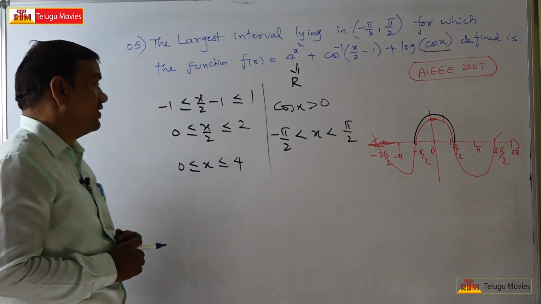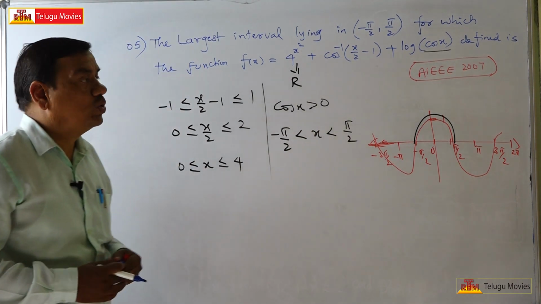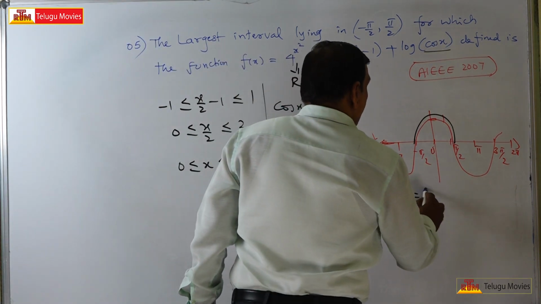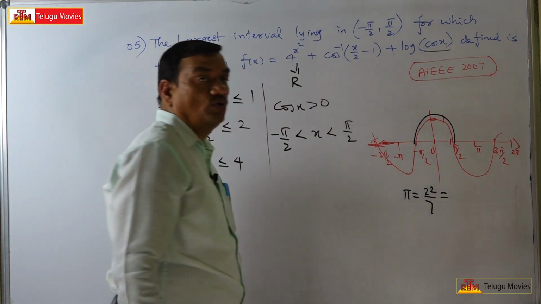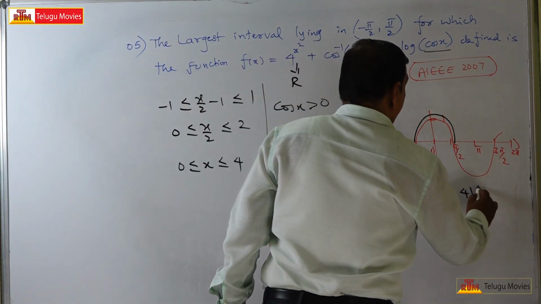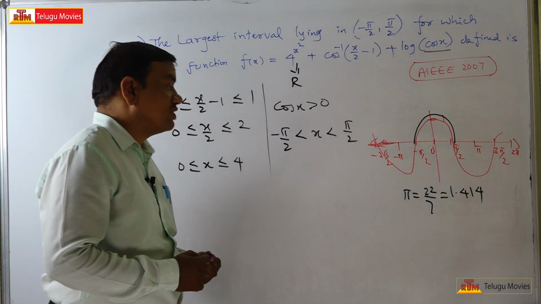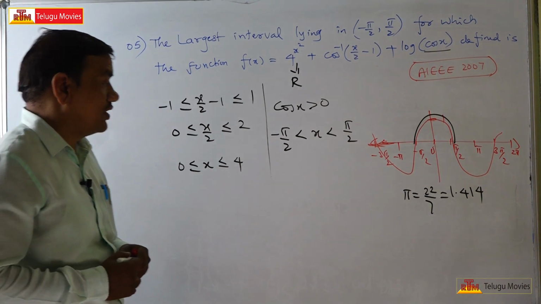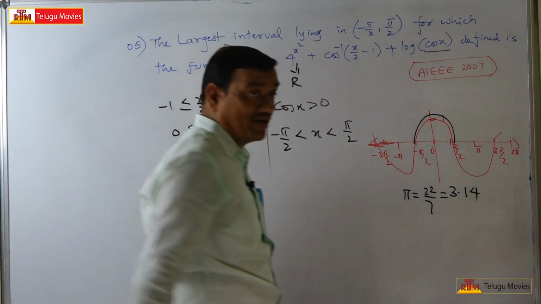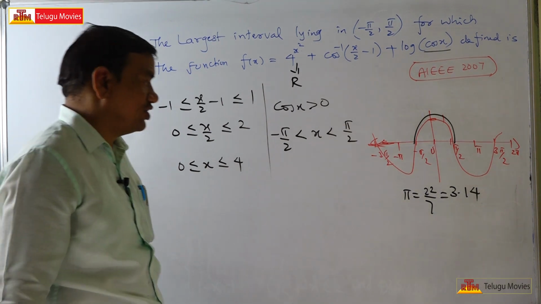Now we have to combine these two functions. How do we combine them? Here numbers are there, here pi's are there. We already know that pi means 22 by 7. Nearly, the approximate pi value is 3.14. So 22 by 7 is 3.14 approximately.